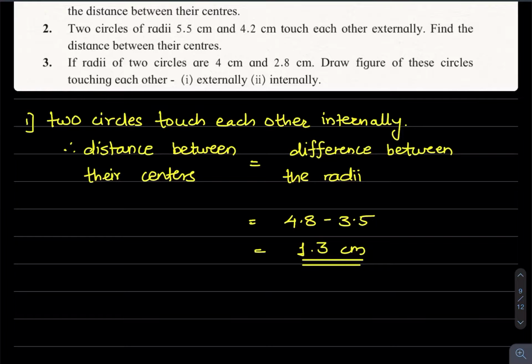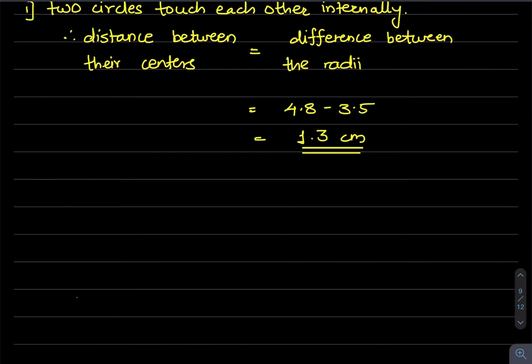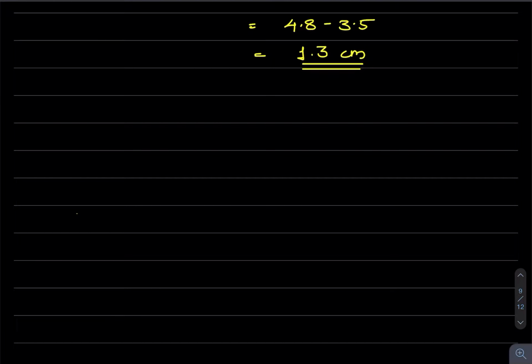Then the next problem is where you simply have to draw the figure. The radii of two circles are given. One is 4 centimeter, the other is 2.8 centimeter. First you have to draw the externally touching circles and then the internally touching circles. You can try this problem on your own. So we will move on to the next point.